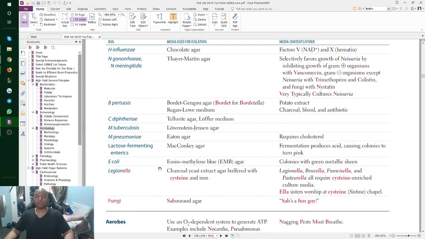E. coli can also be grown on eosin methylene blue, EMB agar. It's specifically for E. coli. You're going to have colonies with green metallic sheen. And you do need to see what these guys look like.